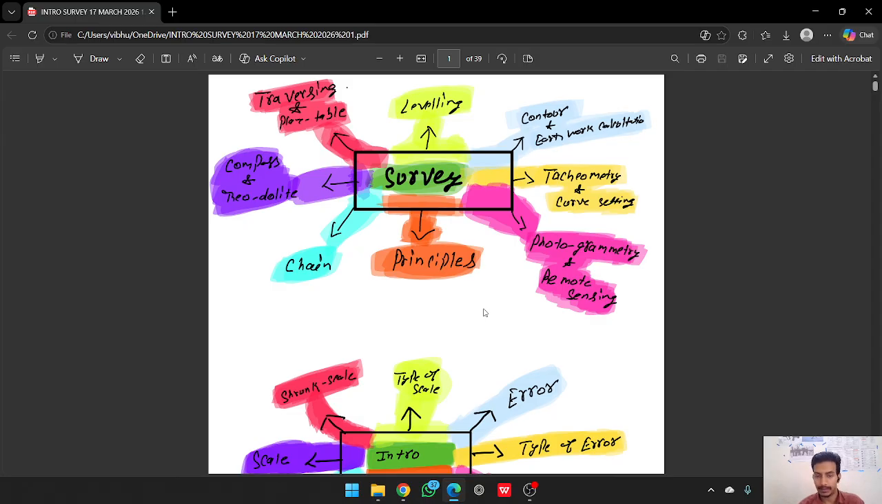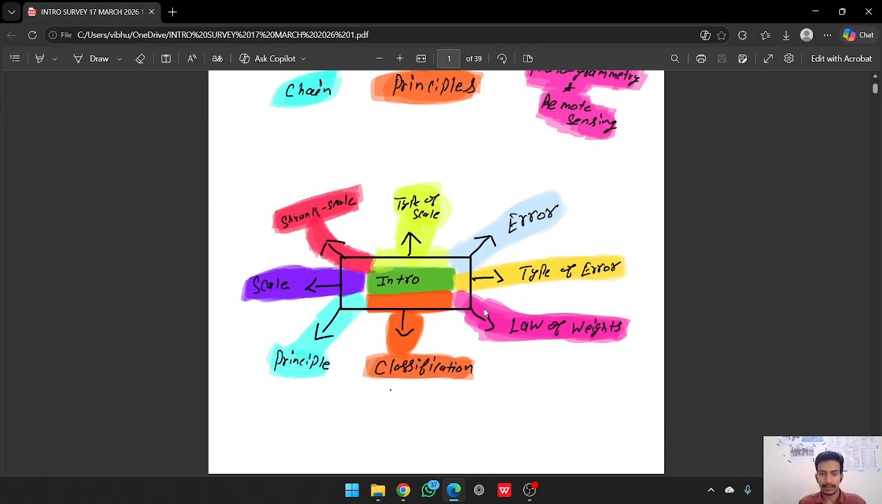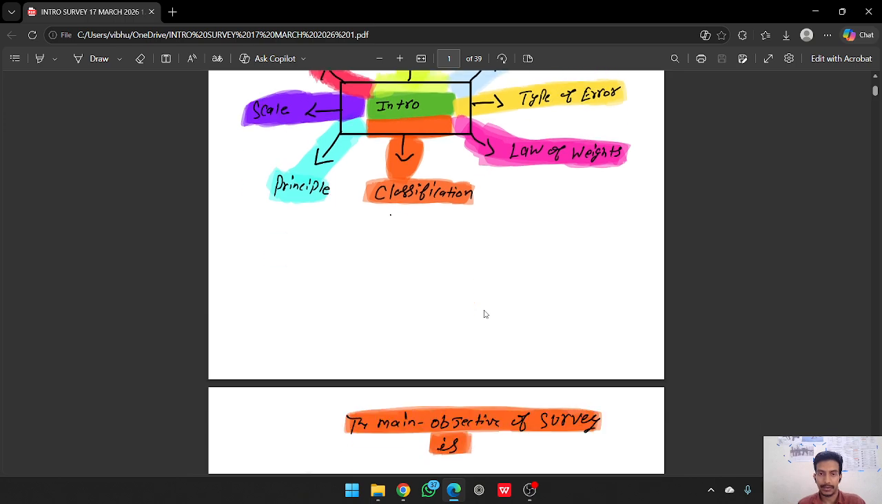So today's topic we will discuss is the principle of survey. In the principle of survey, first we will discuss the intro. In intro, we will discuss classification of survey, principle of survey, scale of survey, shrunk scale, types of scale, and types of error, and what is weight and its law of weight. So we will start the topic intro.